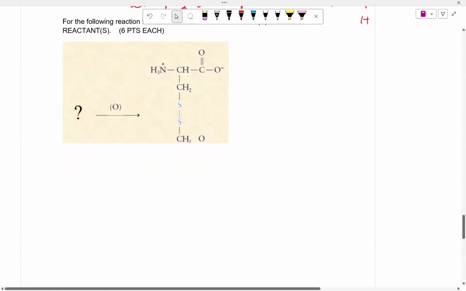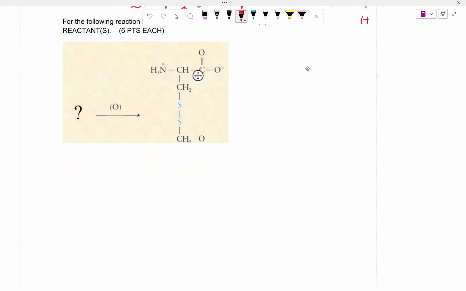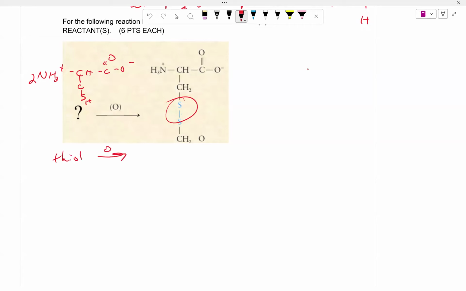Okay, what I was looking for here was, this is the oxidized form of a thiol. So basically it's going to look like this. And two of those. So the thiol being oxidized goes to a disulfide.